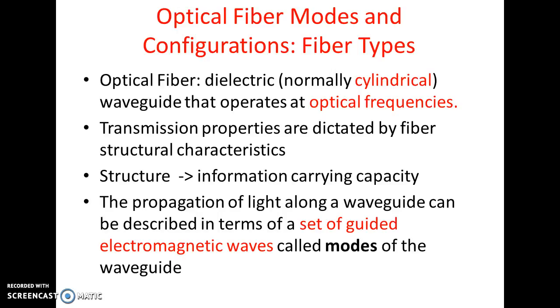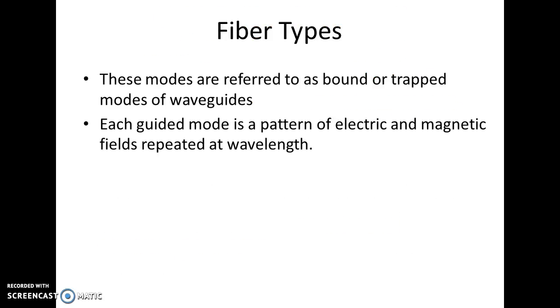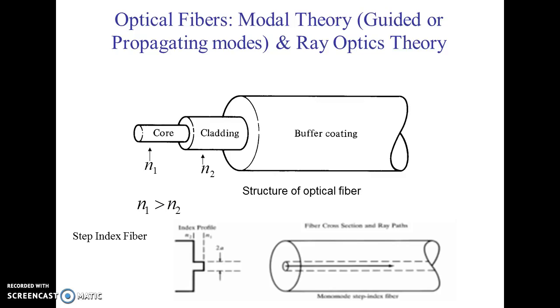The propagation of light along the waveguide can be described in terms of a set of guided electromagnetic waves called modes of the waveguide. Fiber types. These modes are referred to as bounded or trapped modes of the waveguide. Each guided mode is a pattern of electric and magnetic field repeated at their wavelength.